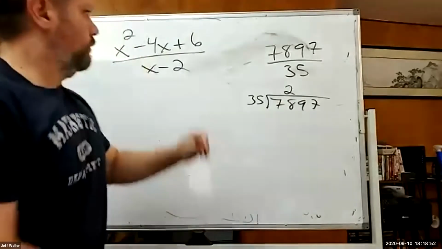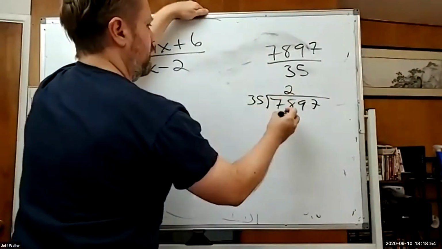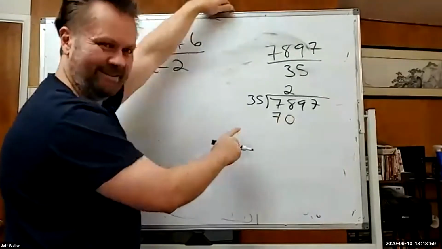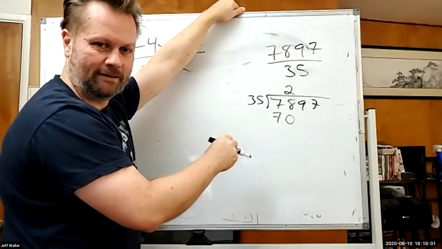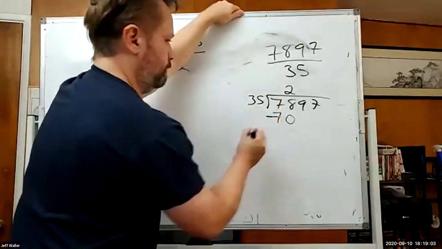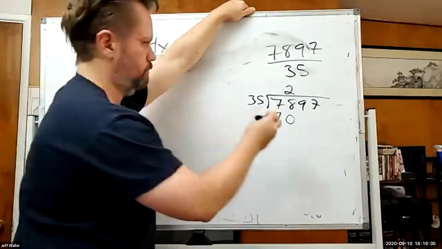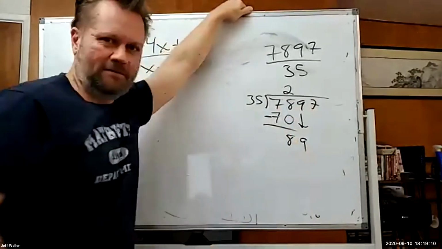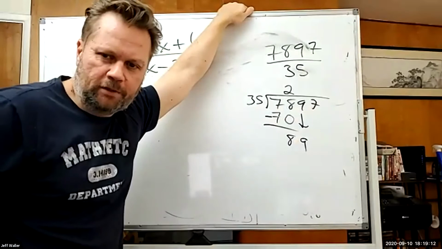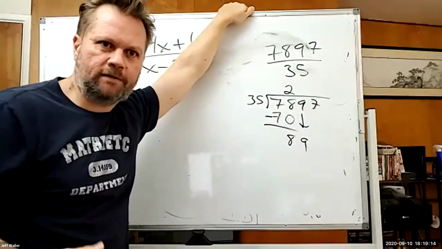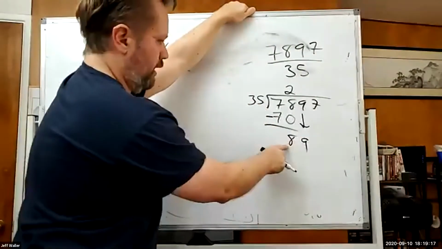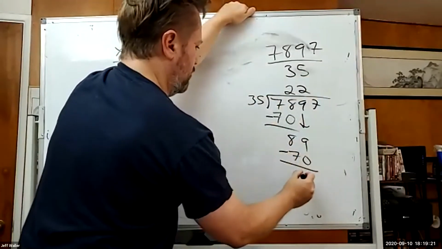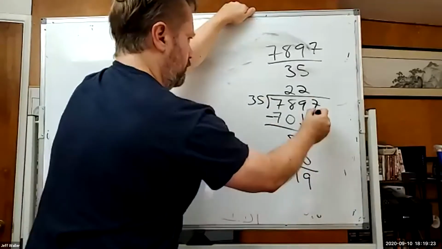Okay. And then 2 times 35 is 70. And then what do I do? Subtract. That's right. I heard you say change the sign. And then combine. So I get 8. Bring down the 9. I'm almost certain if you would have guessed what we're going to be doing tonight, it wasn't this. So again, 3 goes into 8 twice. 2 times 35 is 70. Change the sign. Combine. Bring down the 7.